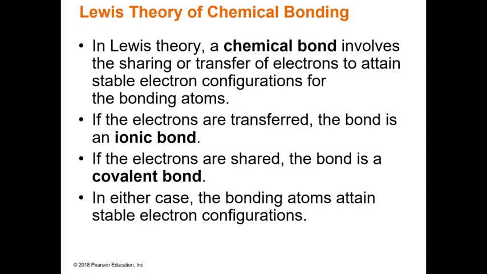According to Lewis theory, chemical bonds form when atoms either transfer or share electrons to achieve a stable electron configuration. If electrons are transferred, the result is an ionic bond. If they're shared, it's a covalent bond. In both cases, the goal is stability, typically in the form of an octet.